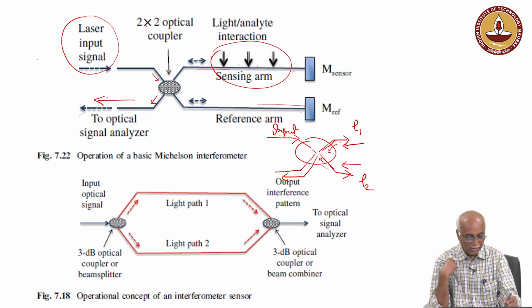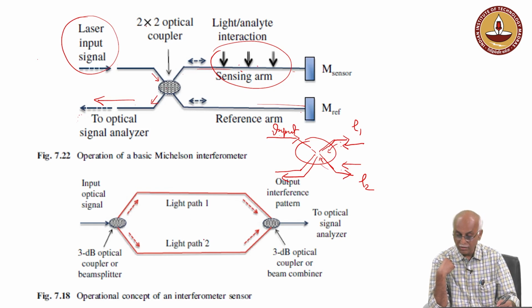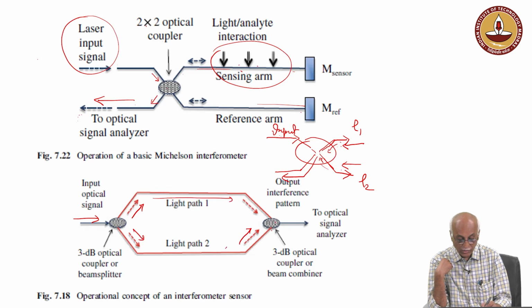Now, this same configuration can be converted into a Mach-Zehnder configuration. There is a coupler which divides the input light into two arms, then it travels, and the coupler over here will combine this light. So, this is a demultiplexer, this is a multiplexer, very similar to that.